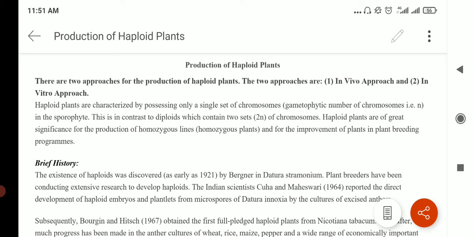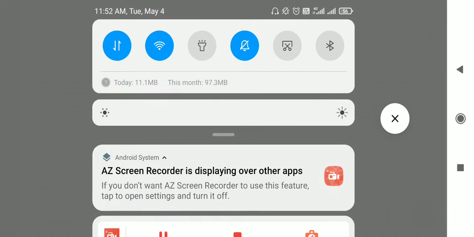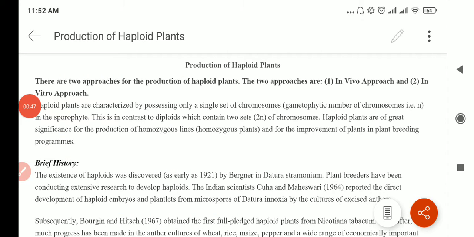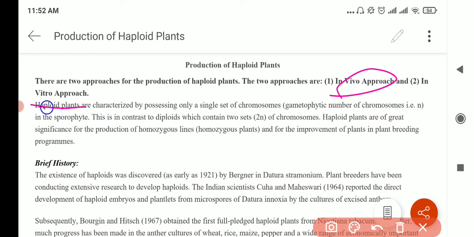There are two approaches for the production of haploid plants. So in vivo approach and in vitro approach. So let us look.